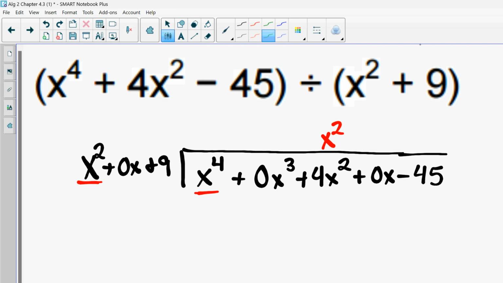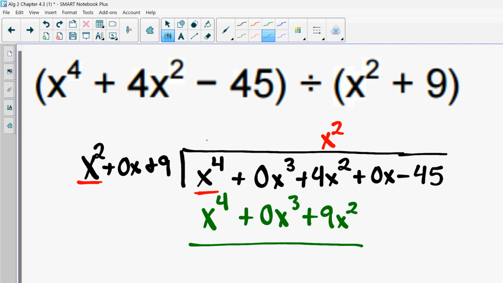If we distribute this here, x squared times x squared is x to the 4th, plus x squared times 0x, we will have 0x cubed. Even though that is 0, we're going to have it hold its place so we don't add unlike terms. And our x squared times 9 is 9x squared. And then put it underneath our corresponding terms.